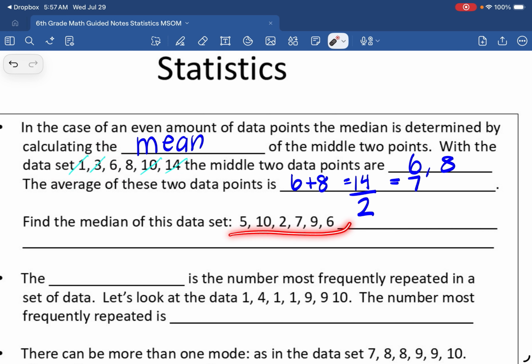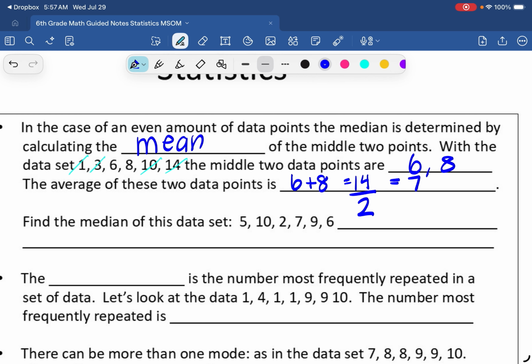Find the median of this data set right here. So let's first put them in numerical order. So I have 2, 5, 6, 7, 9, and 10. So we are going to find the middle number. So 2 and 10 cross out, 5 and 9. So my 2 middle data points are 6 and 7.